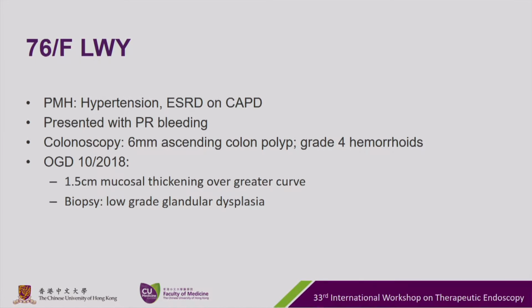Our last patient is a 76-year-old lady with underlying hypertension and end-stage renal failure on CAPD, presented to us with per-rectal bleeding. A colonoscopy was largely unremarkable apart from a 6 millimeter ascending colonic polyp and grade 4 hemorrhoids. An OGD was performed in October, and it showed a 1.5 centimeter mucosal thickening over the greater curve, with the biopsy demonstrating low-grade glandular dysplasia.